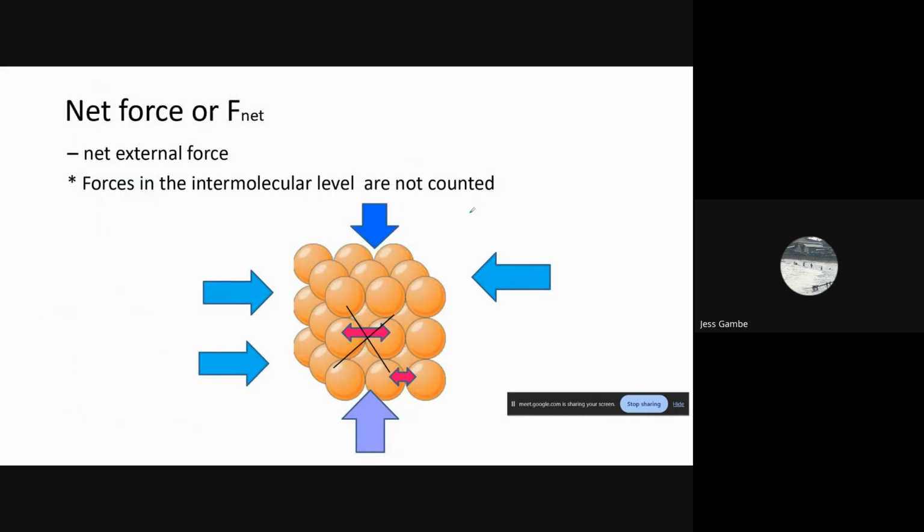So, net external force. When we say net force, we're actually referring to the net external force because, as you know, the particles inside an object also have physical interactions, like the electromagnetic interaction between atoms. However, these internal forces are ignored. What we consider here are only the blue thick arrows, the external forces. The internal forces are typically ignored. Okay?